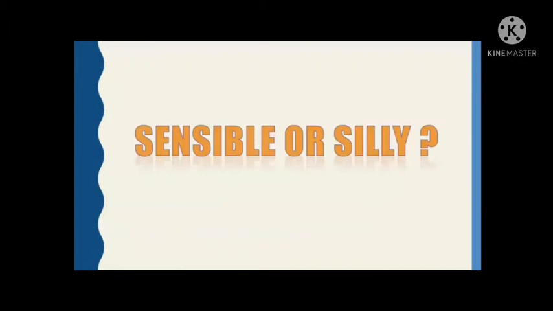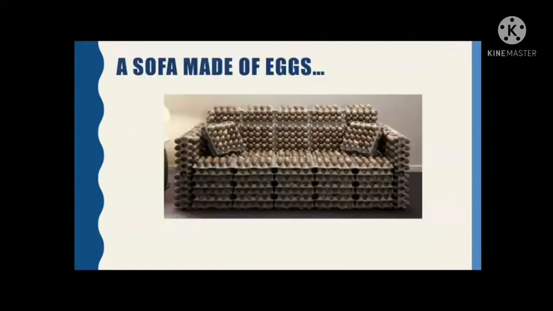Now, let's check what we have learned about materials that are sensible and materials that are silly in making objects. Take a look at the picture. A sofa made of eggs. Do you think it is a sensible idea or a silly idea to make a sofa from eggs? Take some time to think. Of course it's a silly idea because the eggs are going to crack whenever you sit on them.